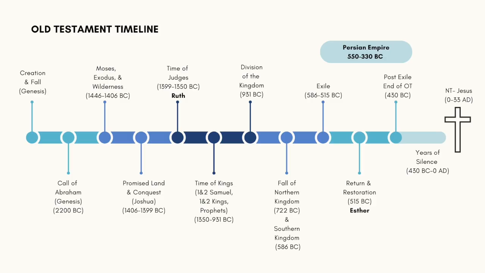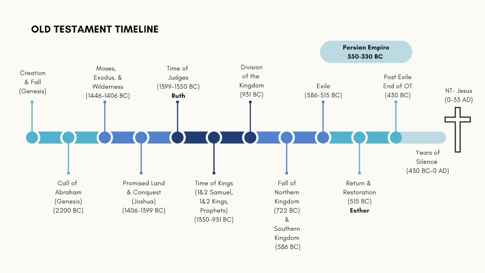So we moved out of the time of the judges, right? And we said everyone did what was right in their own eyes. They did what was evil in the sight of the Lord. And they went through the sin cycle over and over and over. I'm reading through the book of Judges right now. It's so depressing. The people are good for a little while and then they mess up.